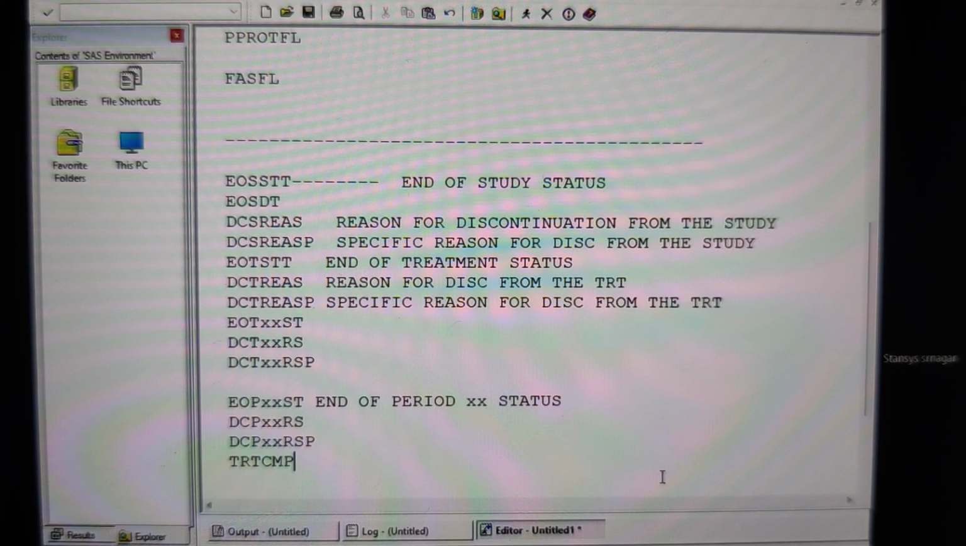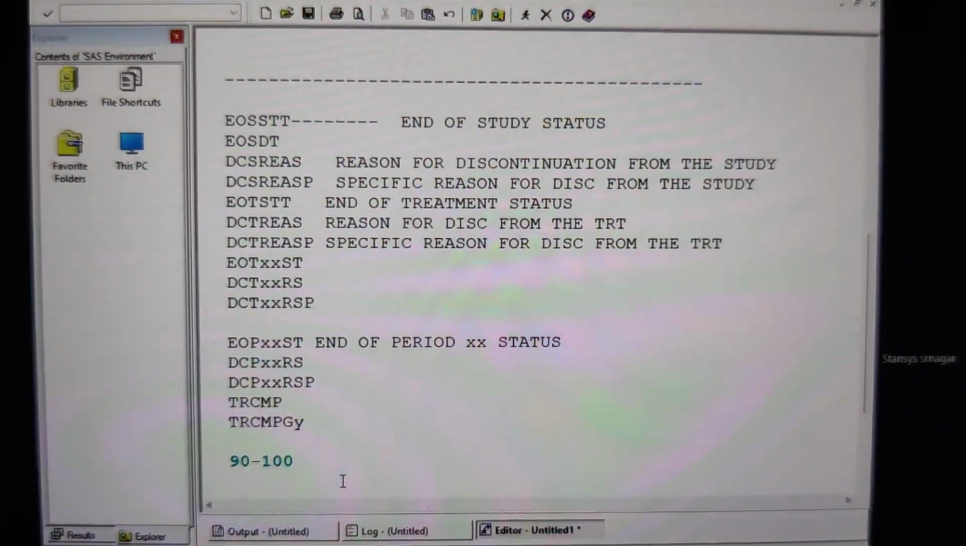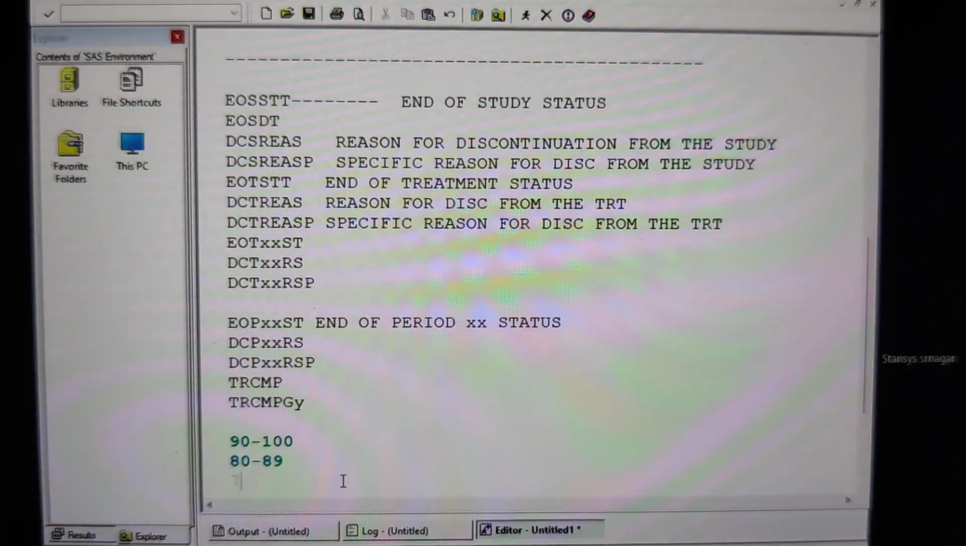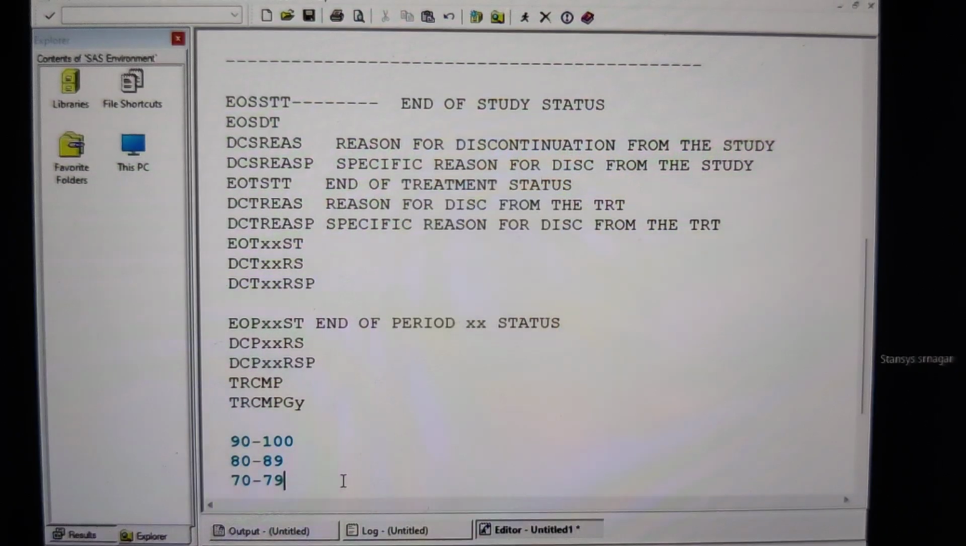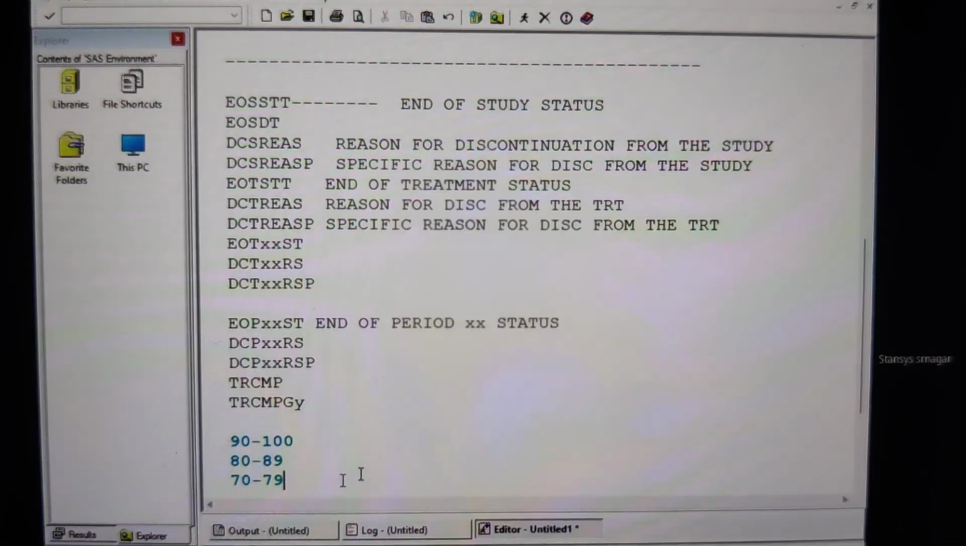Then we are going to have treatment compliance group wide, also TRCMP. Say for example, all the subjects with compliance between 90 to 100% go into one group, the subjects with 80 to 89% into one group, and 70 to 79% into another group. So based on the percentage, I am going to create the groups.